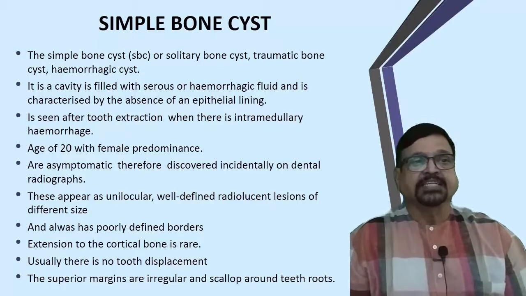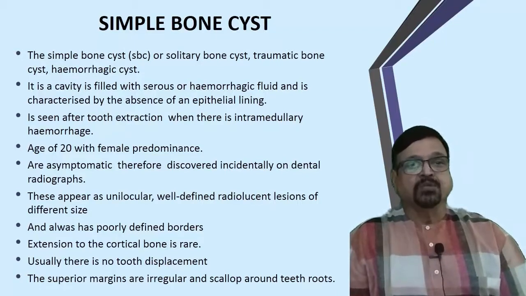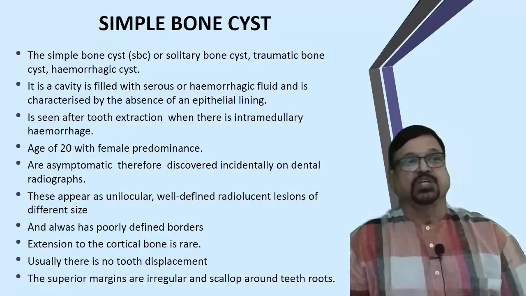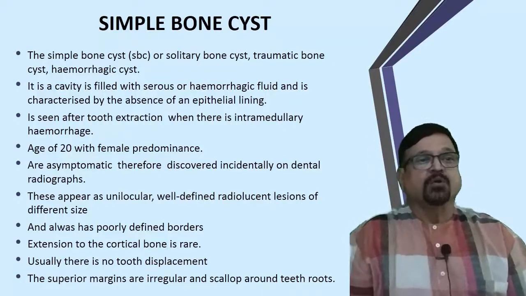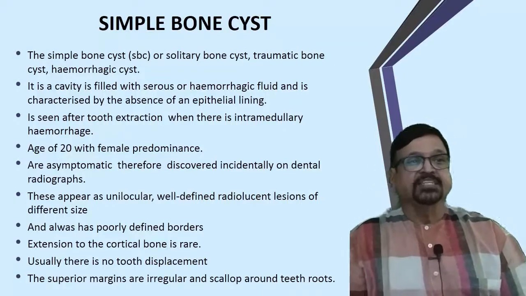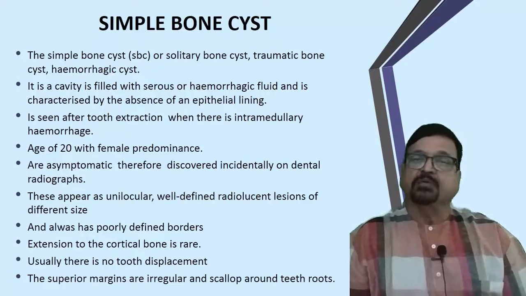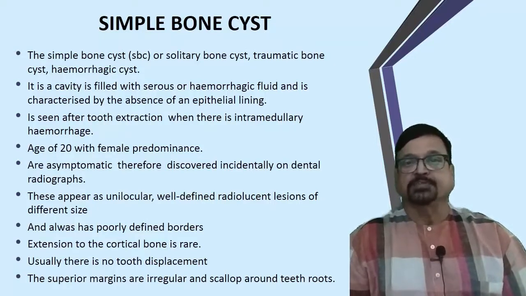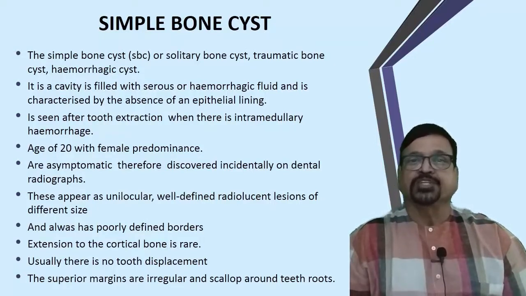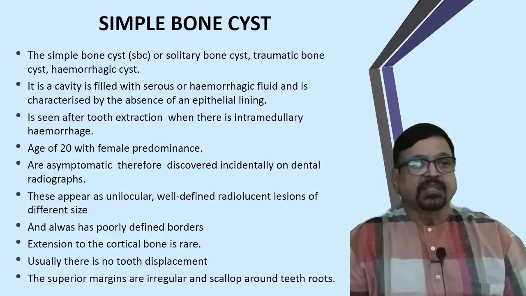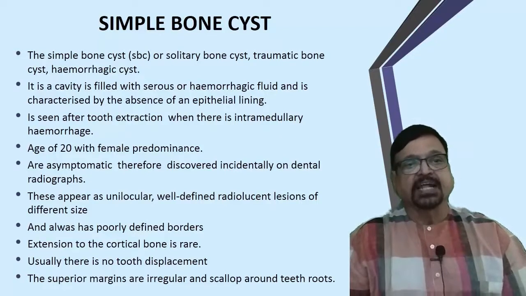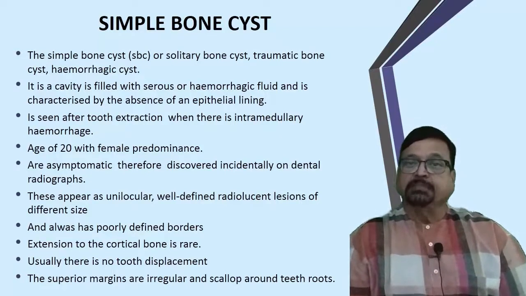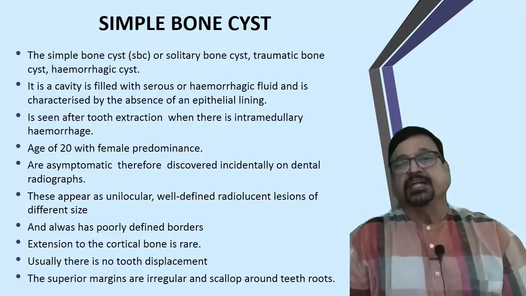Now, these appear as unilocular, well-defined radiolucent lesions of different sizes. They have broadly defined borders, and extension into the cortical bone is there. They do not commonly infiltrate. Usually there is no tooth displacement. The tooth remains in the same position. It doesn't get moved. The superior margin is irregular and scalloped around the root.